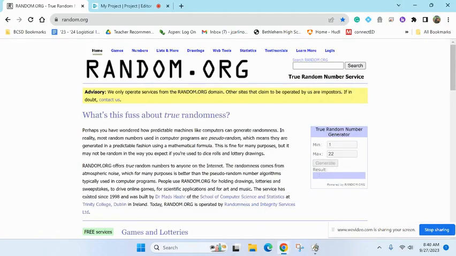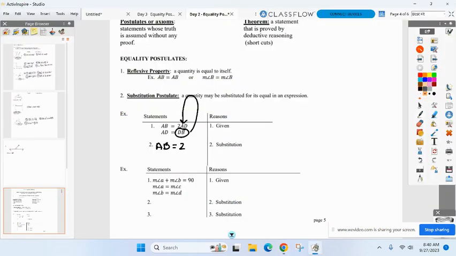It's 2 times the length of DB. It's twice the length of DB. What gives me the right to put DB in there? They're equal to each other. So anywhere I saw an AD, I substitute in DB. Everyone see the substitution? It's not just numbers. It's a line segment now.